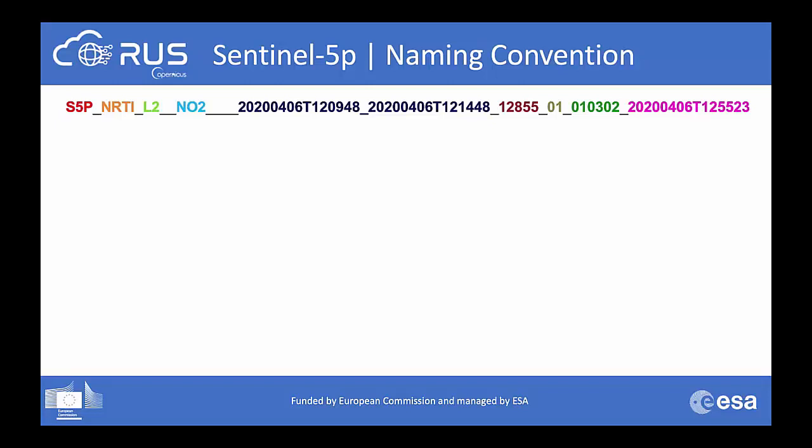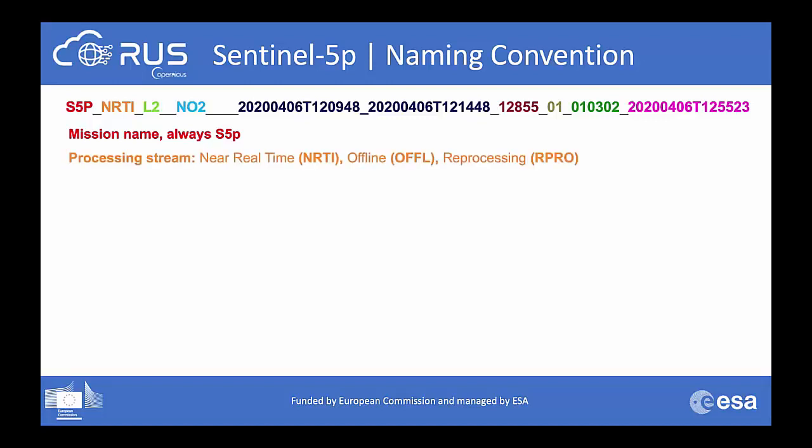So here we have an example of a level 2 product from Sentinel-5p. You can see that at the very beginning, you will always see the name of the mission. In this case, it is Sentinel-5p, and it's always going to be the case. Then it is followed by the processing stream. Sentinel-5p can be either near real-time, offline, or reprocessing. So this keyword in orange will tell you which kind of processing stream the product you are working on has.